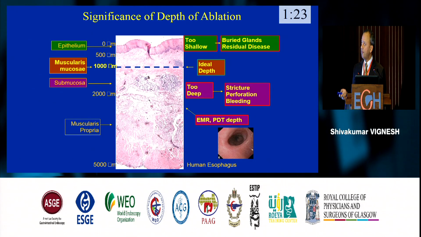So there we go. This is a full thickness histology of the esophagus, just to give you an idea of pros and cons of ablation targeted at different levels. If your ablative modality only destroys the epithelium, it turns out you will have buried glands and residual disease. If you do EMR or photodynamic therapy, which targets the submucosa, you can get strictures, perforation, and bleeding. So the ideal depth, the sweet spot, seems to be the muscularis mucosa, which is what we should target.